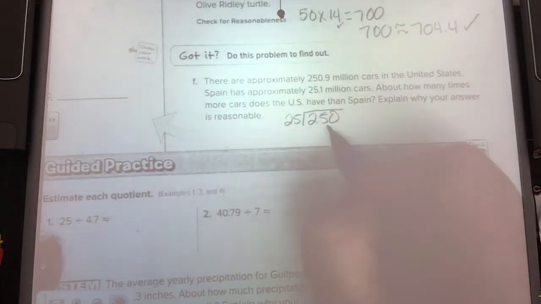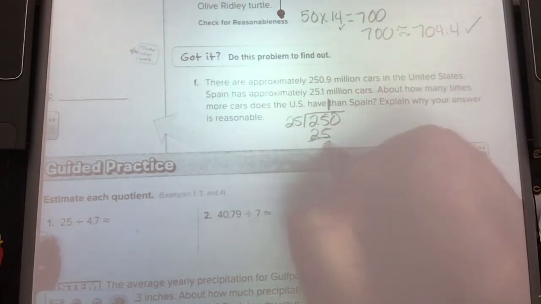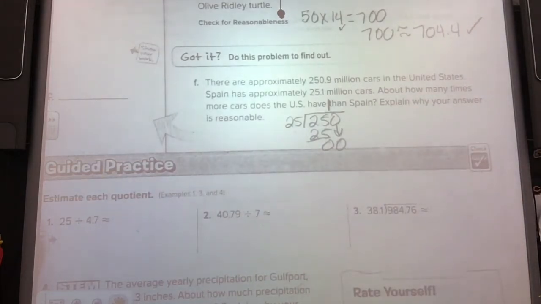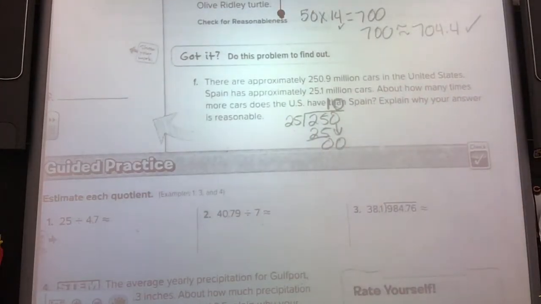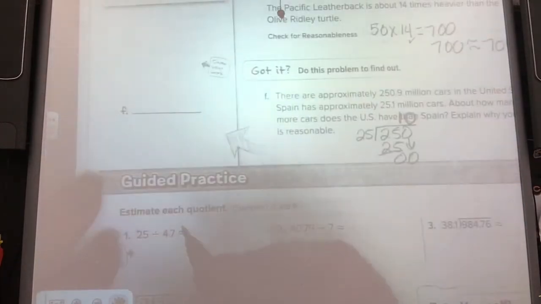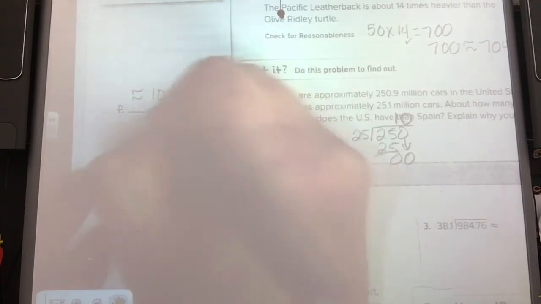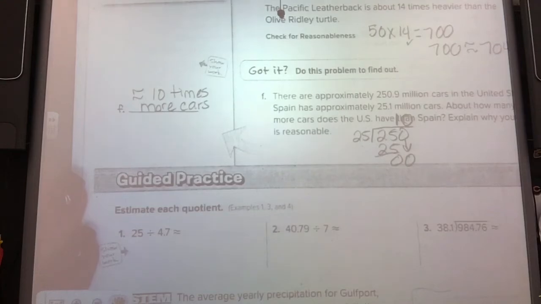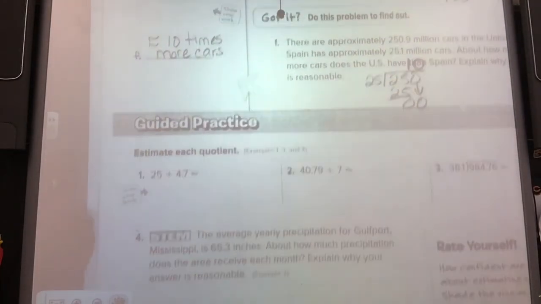Can't do that, but we can do 25 into 25. We get 1. Bring down. Don't forget to bring down that 0. Just because it's 0 doesn't mean we skip it. 25 into 0 goes none. So we have about, I'm going to go over here and write my answer, 10 times more cars. All right, we are driving maniacs in the United States, people. 10 times more cars than Spain.